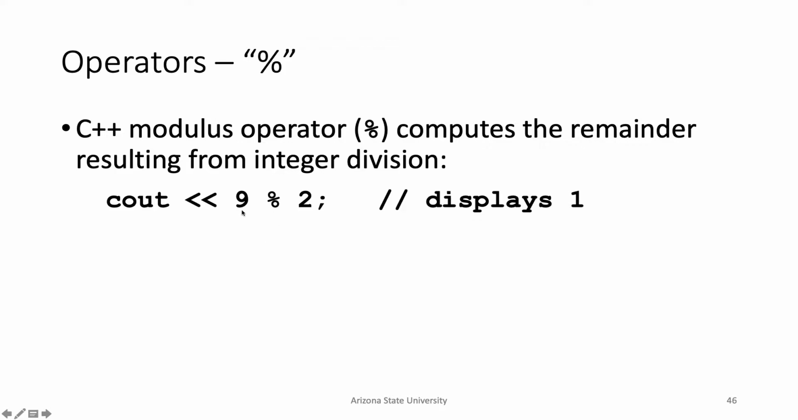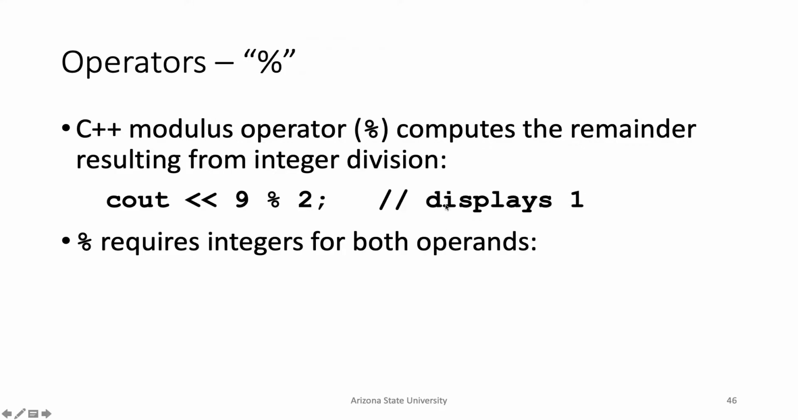So if you do, as an example, 9 % 2, that's the remainder when 9 is divided by 2. Since 9 is odd, the remainder must be 1. Percent requires both operands to be integers, because if one of them is floating point, what does the remainder actually mean there? It's doing the exact division now. So it doesn't make sense for one of them to be floating point. It has to be both integers here.